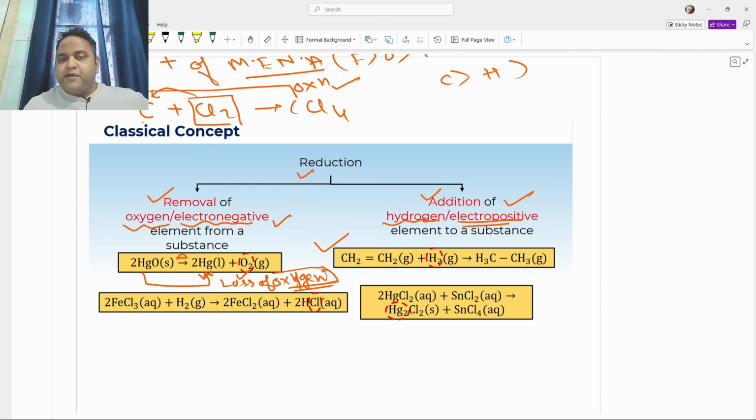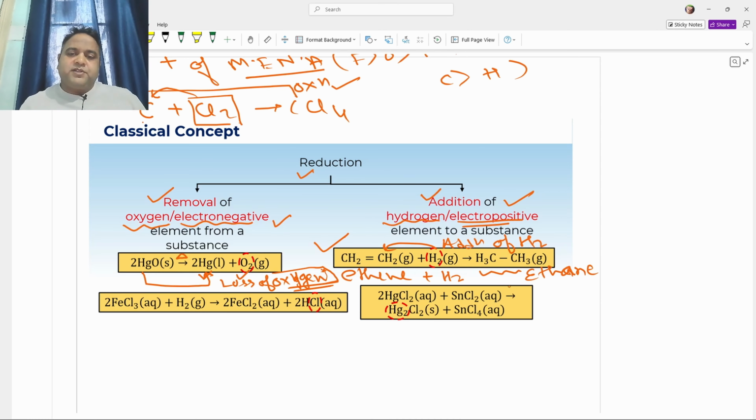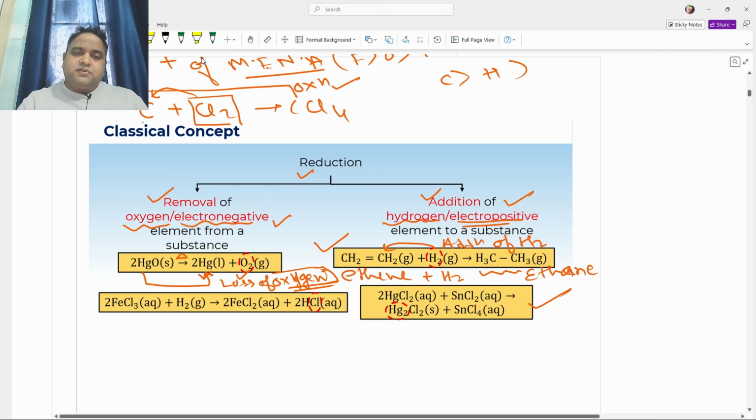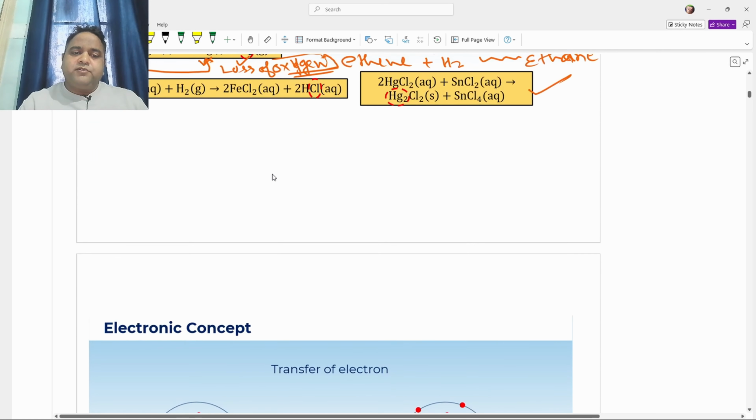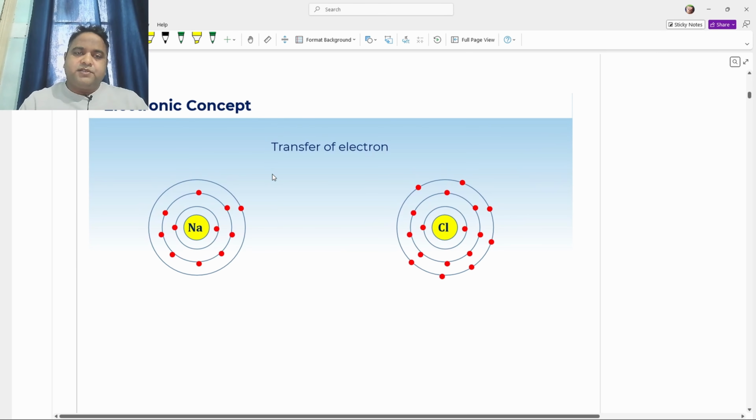In this case, addition of hydrogen: this is ethene gas chemically combining with hydrogen gas. There is a formation of ethane. On the left hand side the number of hydrogen atoms is less, on the right hand side it is more, so addition of hydrogen takes place. Addition of hydrogen gas is an example of reduction reaction. So reduction is the opposite of oxidation.